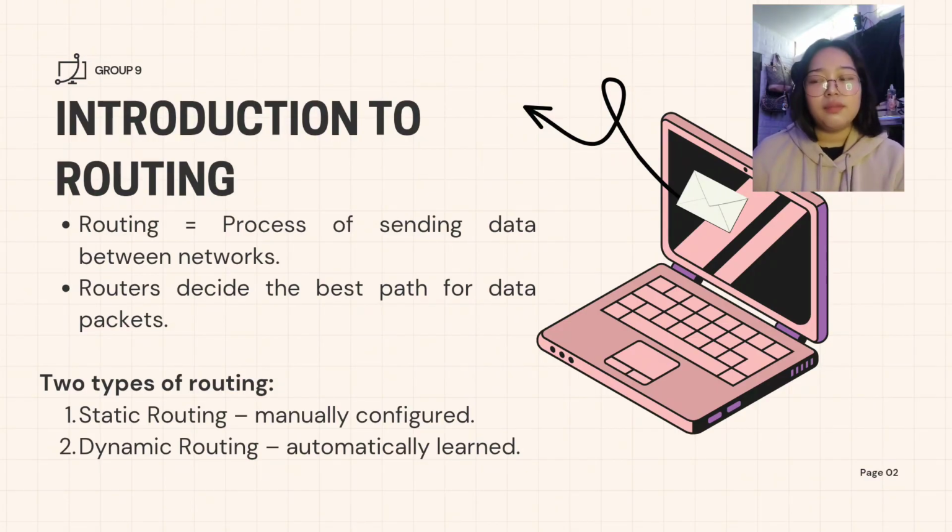For simpler terms, static routing is manually configured and dynamic routing is automatically learned. For example, DHCP is dynamic routing.